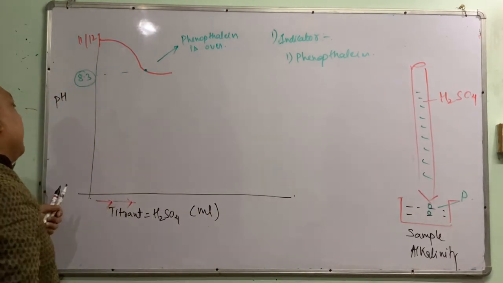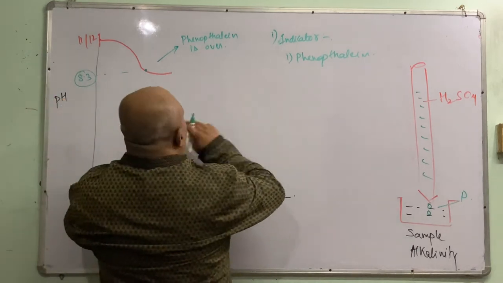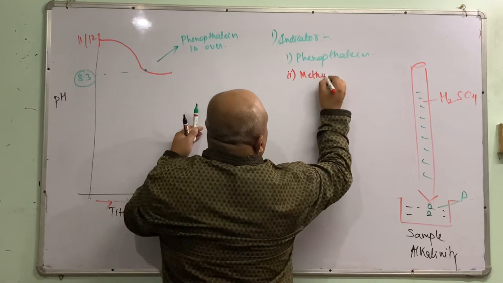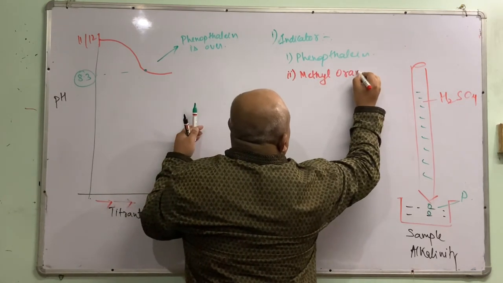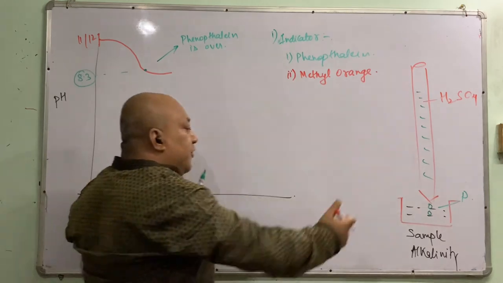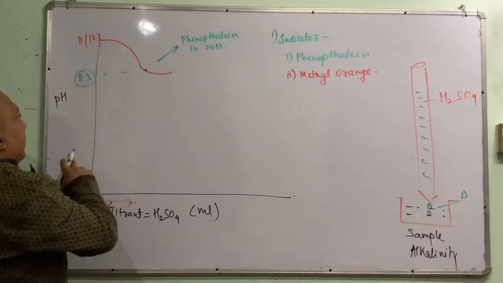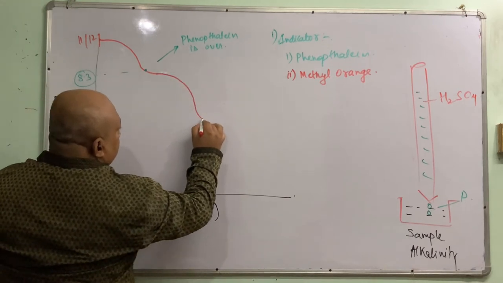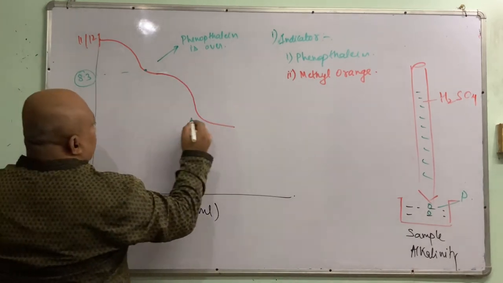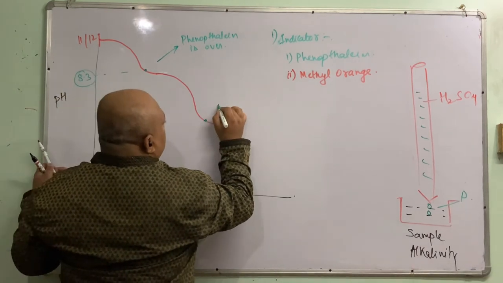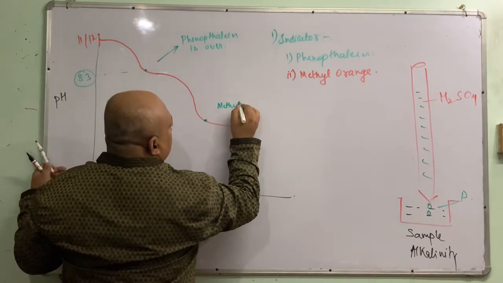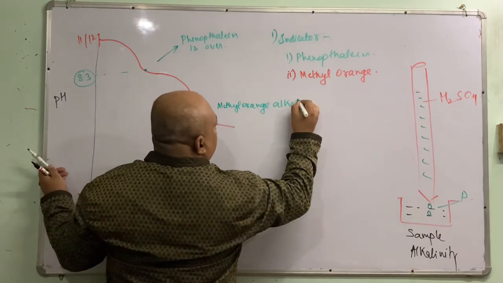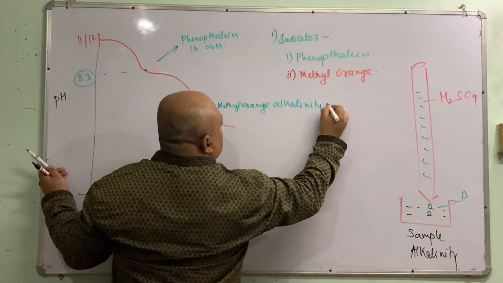Okay. And then, number two, we put methyl orange. This is the second indicator we put. Then we further continue the titration, and the graph still keeps on coming down. Then again it goes like this. So at this point, with methyl orange, the alkalinity is over. It's completed.